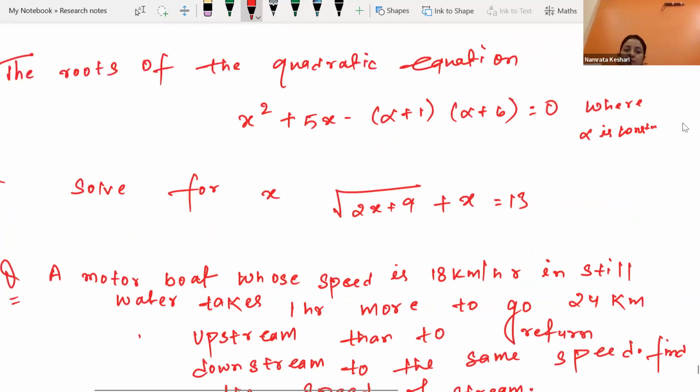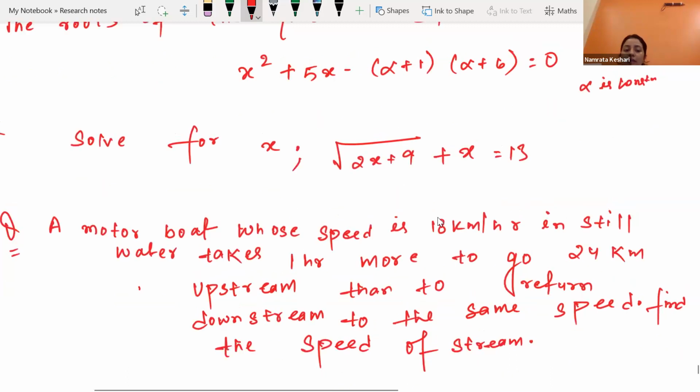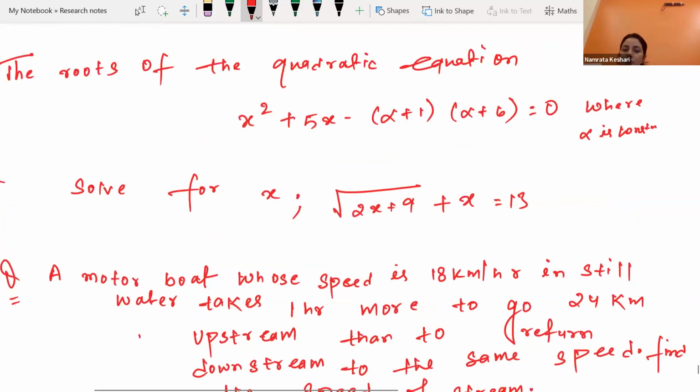Yes, please do it. First one, you are just supposed to find the roots of this quadratic equation. Next one, we have to solve for x such that this is what we have as the equation. And next one is a word problem. All three I'll discuss at once. Just give me a moment and do it.